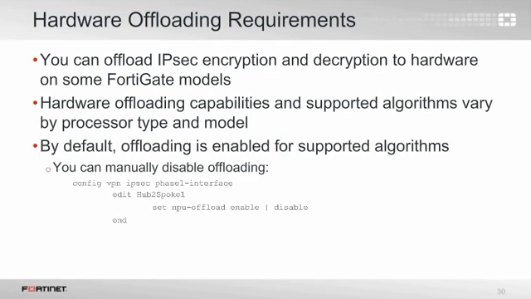On some FortiGate models, you can offload the encryption and decryption of IPsec traffic to hardware. The supported algorithms depend on the model and type of processor on the unit that is offloading the encryption and decryption. By default, hardware offloading is enabled for the supported algorithms. This slide shows the commands you can use to disable hardware offloading manually, if necessary.